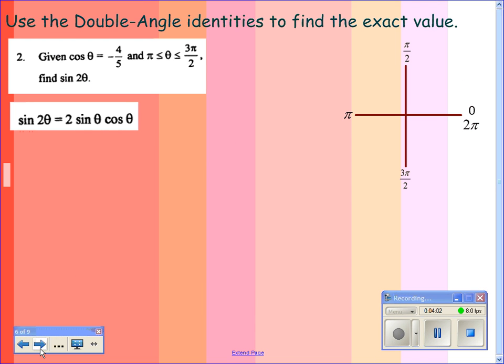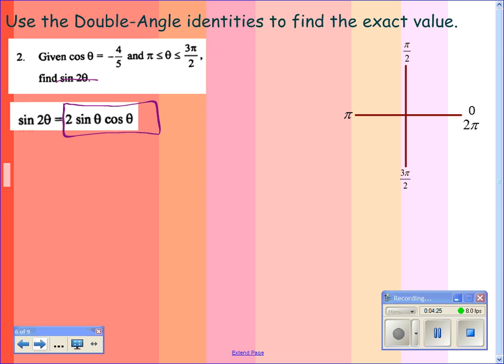Okay, for example 2, we're given cosine theta equals negative 4/5, and theta is between pi and 3 pi over 2. We're trying to find the sine of 2 theta. So let's look at our formula. For our formula, we need 2 sine theta cosine theta. So we're given cosine theta, we need to find sine theta.